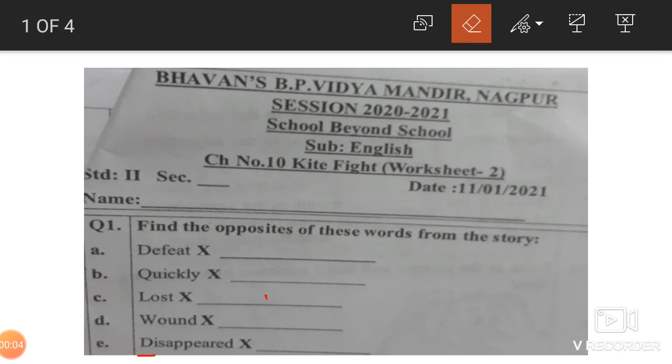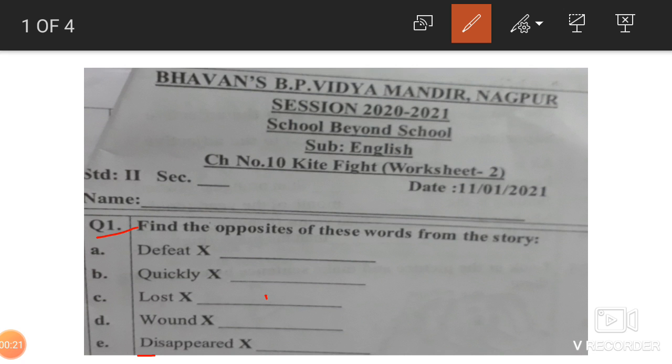Let us begin with this. Now, as we have already heard the story of the kite fight between Vinay and Geeta, and then we have read the chapter also. Today, let us solve the worksheet. Okay, let us begin, children.